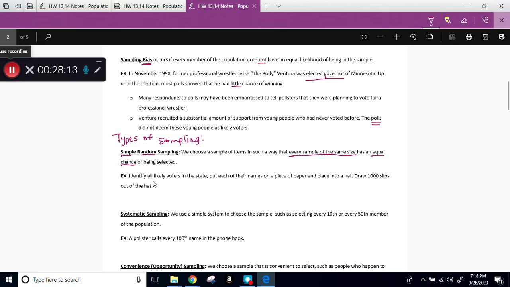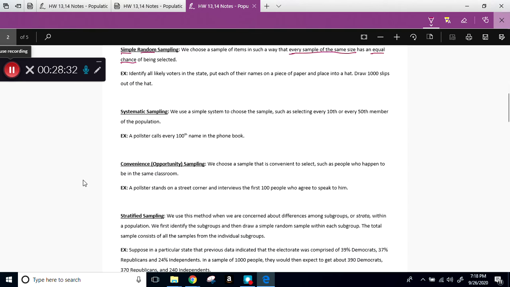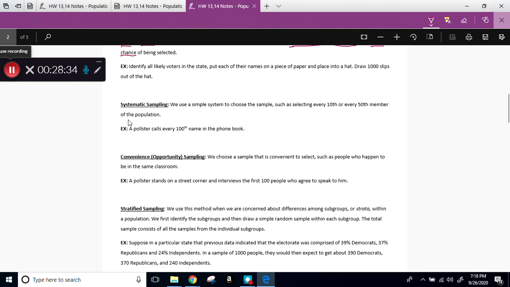But are you going to be able to identify all the likely voters in the state and put their name on a piece of paper and place it in the hat? If you could do that and then draw out 1,000 slips out of the hat, that is simple random sampling. So a lot of that's done on the computers now. Systematic sampling is just like it sounds. There's a system to it.